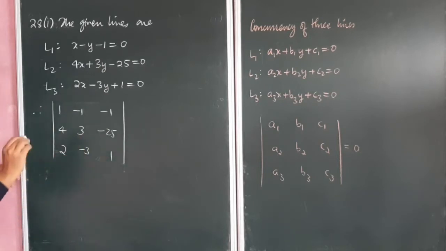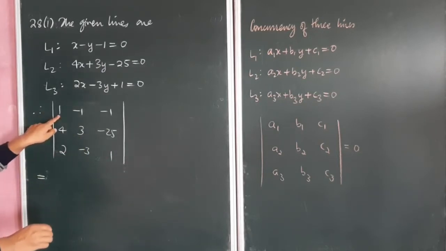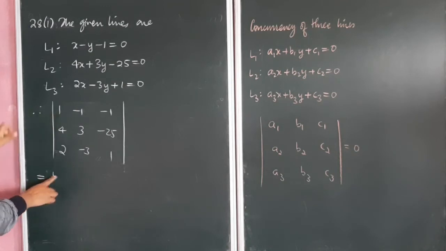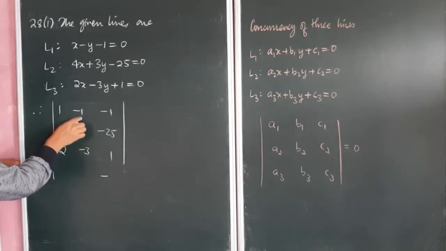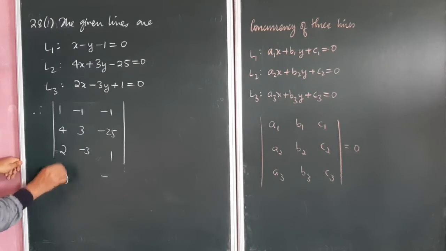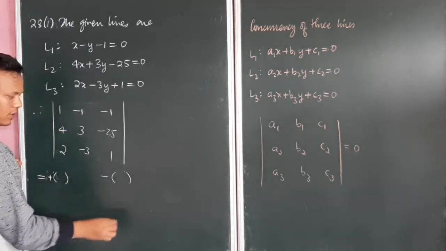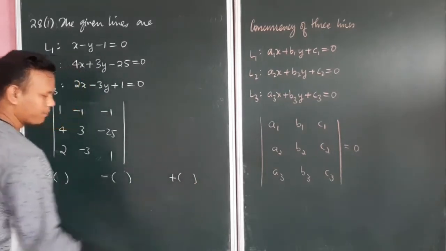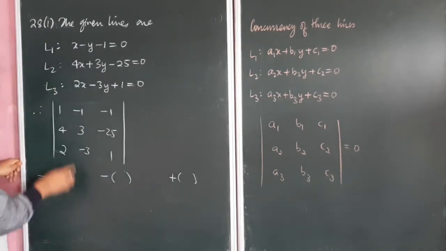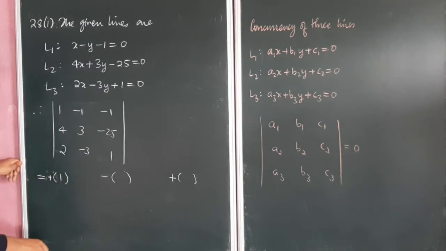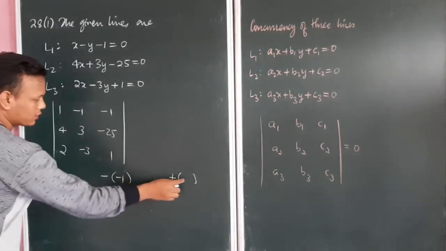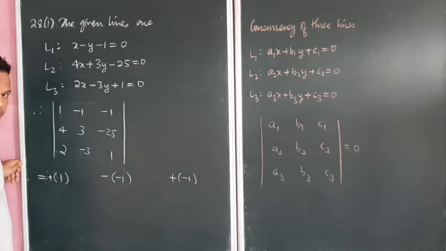So the evaluation process is very simple if you see here. First you write this 1. The sign has to be plus, remember. Next you write minus, and whatever element is there you have to write. So plus first element, minus second element, again plus third element. Hope the thing is clear to you. Plus first element is how much? 1. Minus second element is -1. Plus third element is again -1.